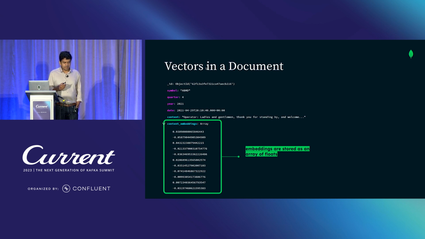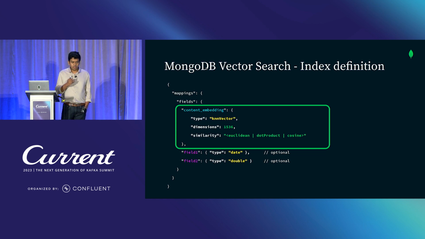So once you have that, this is how your index definition would look. This is something you would define once against your vector embedding field.